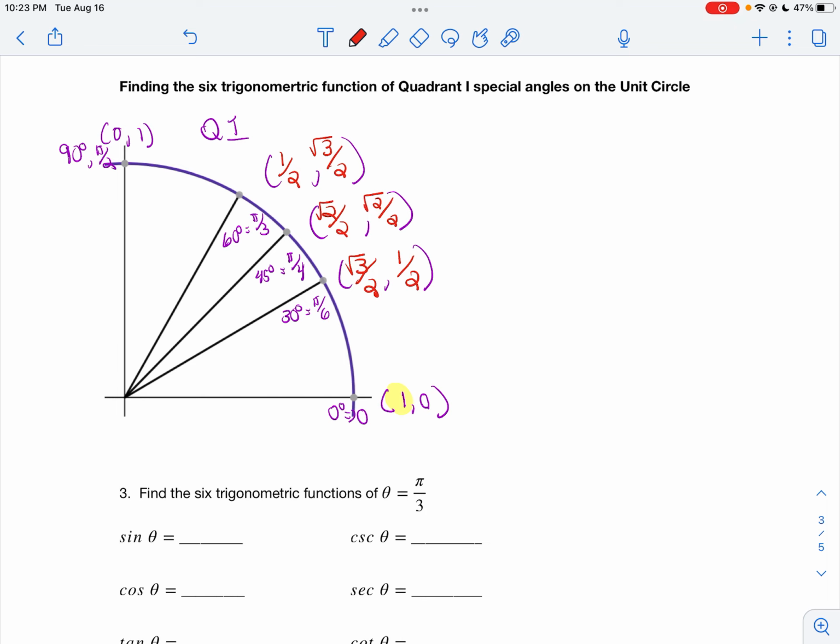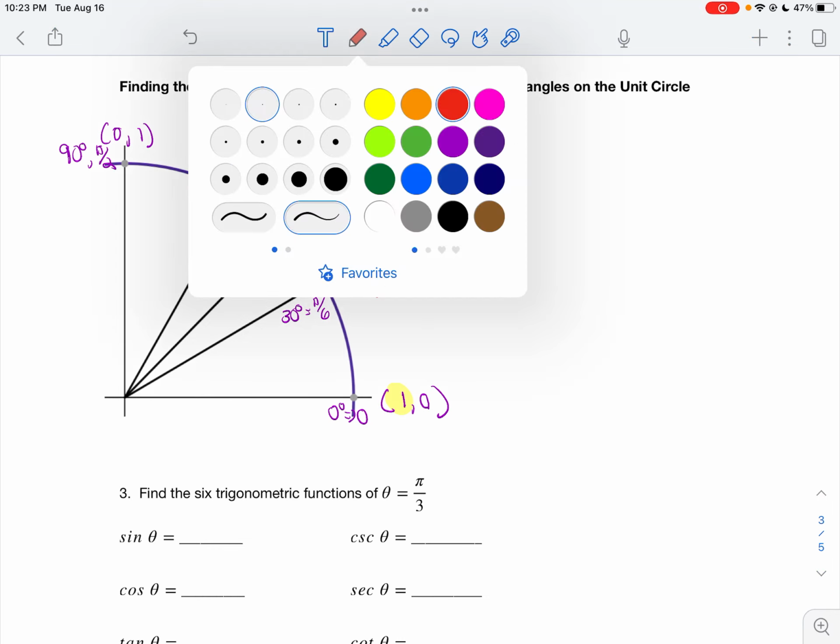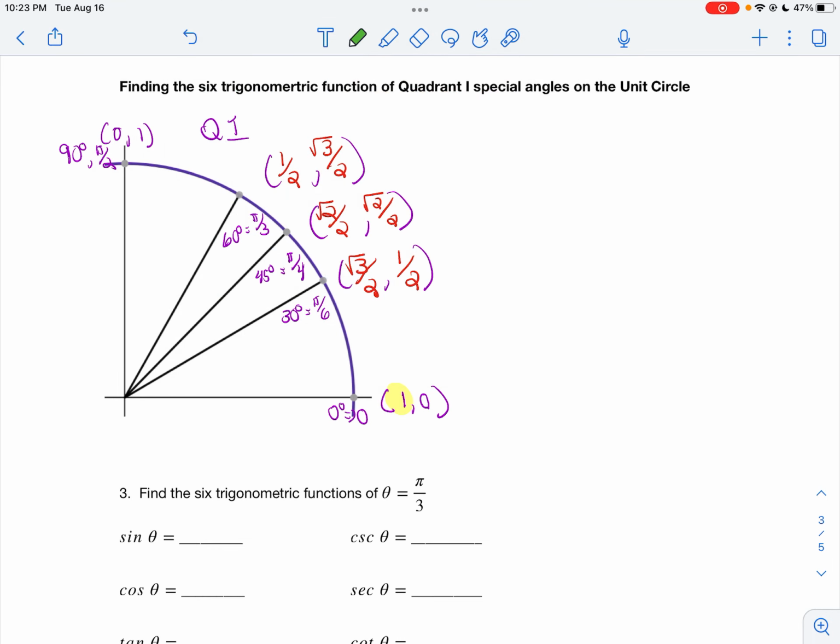So again, from quadrantal angles, we know the cosine of 0 degrees is 1. The cosine of pi over 6 is square root of 3 over 2. Cosine of pi over 4, square root of 2 over 2. And cosine of pi over 3 is 1/2. This right here, you need to memorize. Make sure you can reproduce this and memorize this. If you can do this, you can complete the unit circle. Everything falls back to this quadrant 1, so it's fundamental that you can do this.